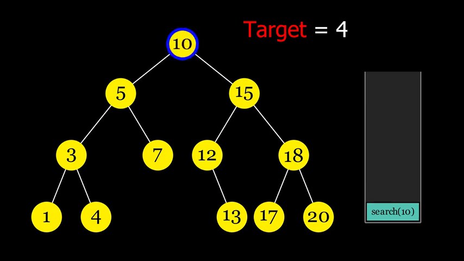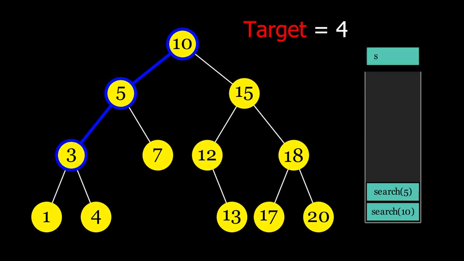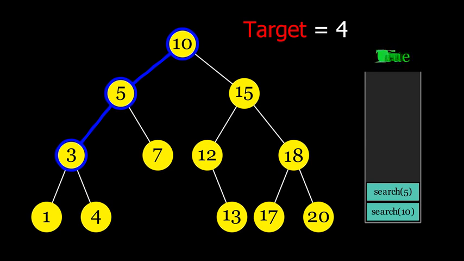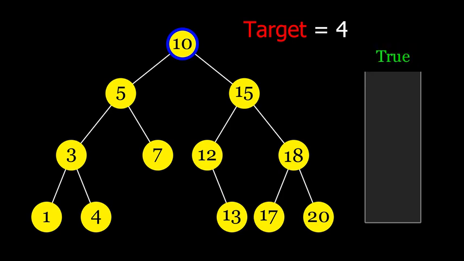It first compares the target value with the current node's value. The target is less than the current node's value, so it recursively searches the left subtree. If the target is greater, it searches the right subtree. Each recursive call is pushed onto the stack. And when the target is found, the function returns true. As the recursion unwinds, each function call returns true, propagating this result up through the stack. The final result, true, indicates that the target value exists in the tree.